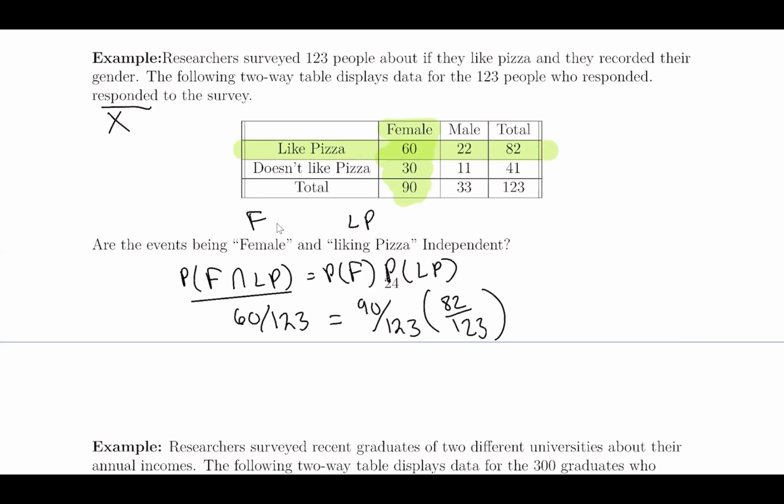All right, so what we want to do is check to see if the left side equals the right side. I'm going to first do 60 divided by 123. So 60 divided by 123, you get 0.4878. Now let's do the right side. For the right side, we do 90 divided by 123, and then we multiply by 82 divided by 123. When you do that, what do you get for your probability for the right side?